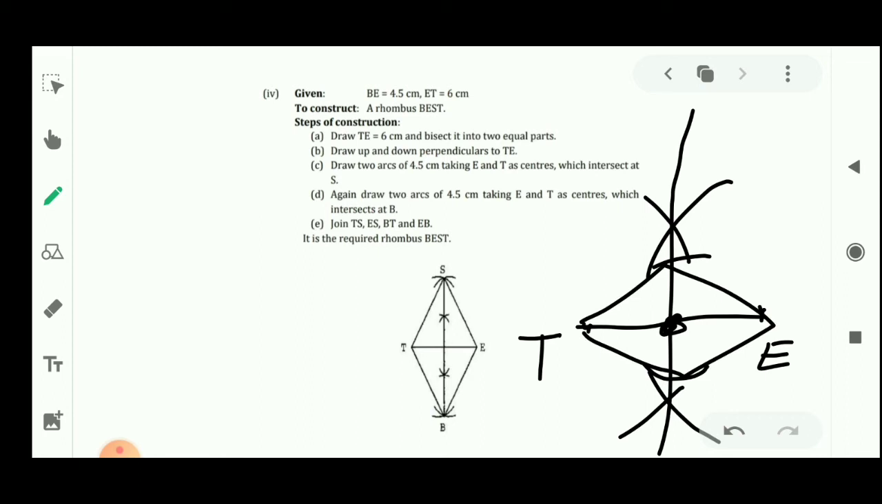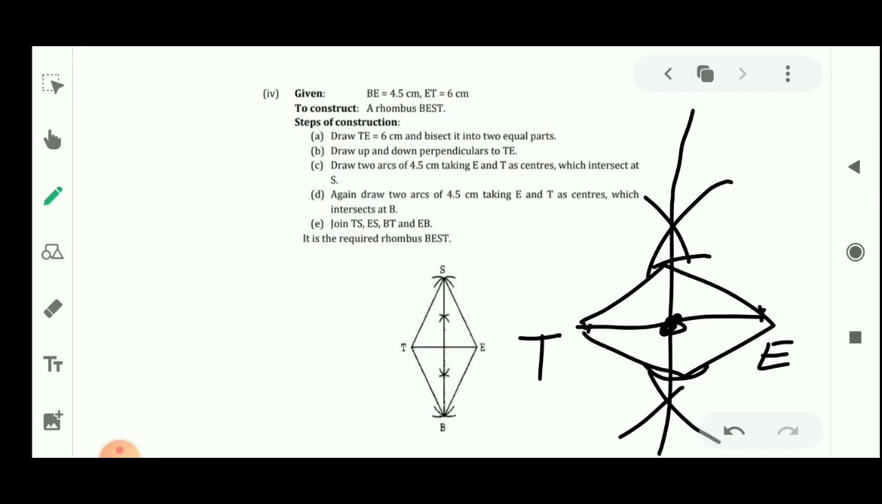This is the rhombus, and in the rhombus all sides are equal. When you observe this, you can see all sides of these figures are equal. That means this is the required rhombus, that is BEST.